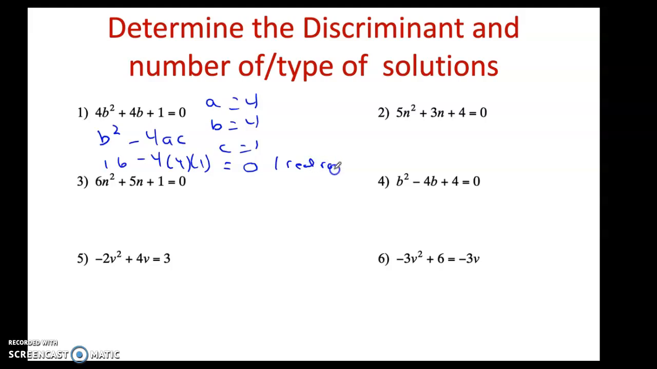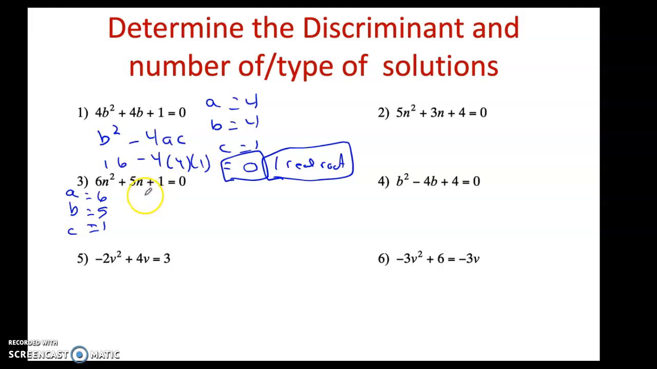So what I'm asking you guys to give me here is the discriminant in terms of a number and the type of roots we're going to have. Again, if it equals 0, it's one real root. If it's less than 0, two complex, and greater than 0, it's going to be two real. So again, a is 6, b is 5, and c is 1. And you can feel free to pause anytime, work on the problems, and come back for the solutions.